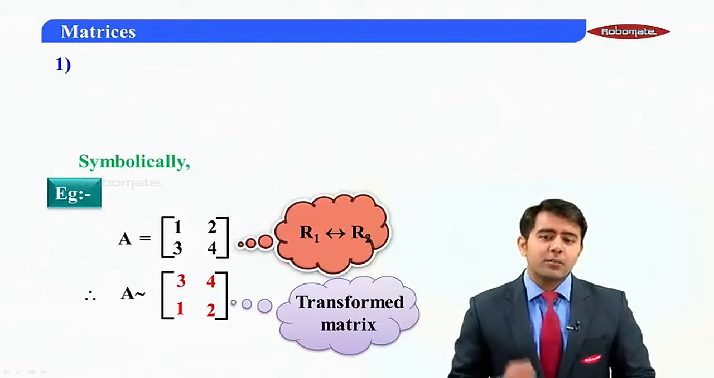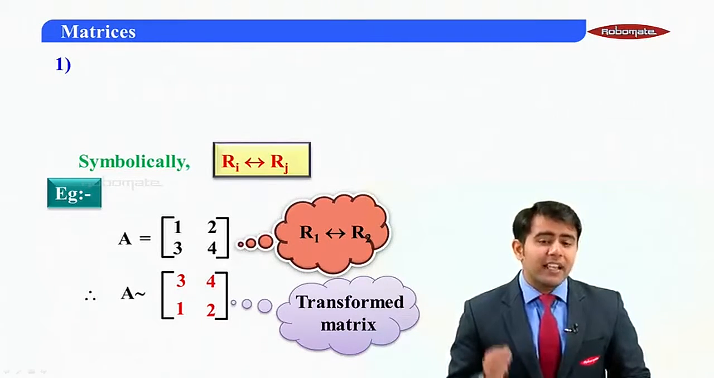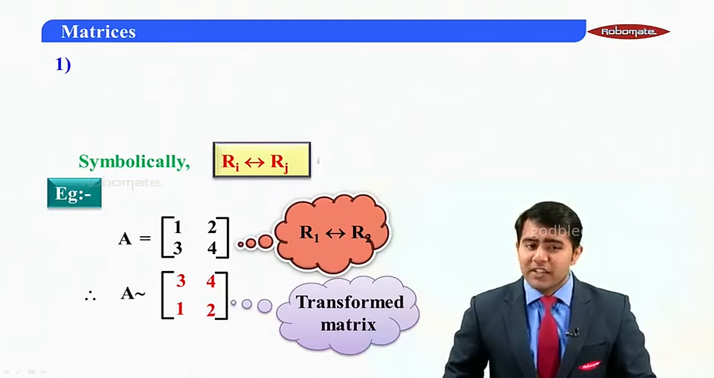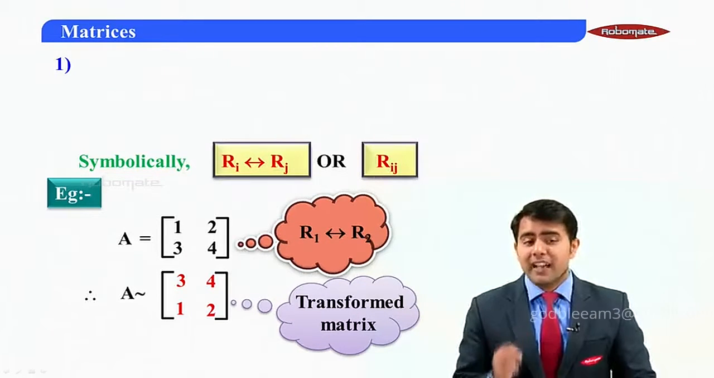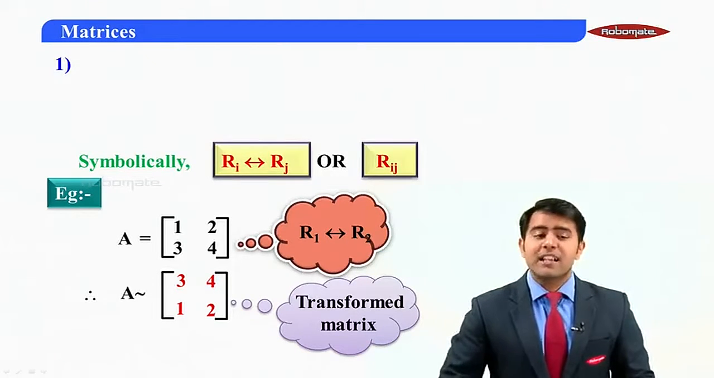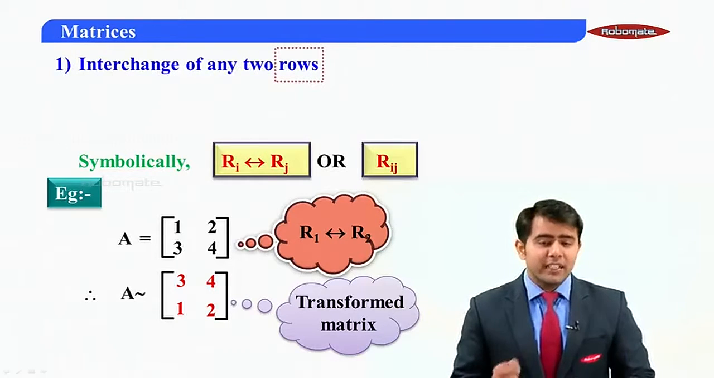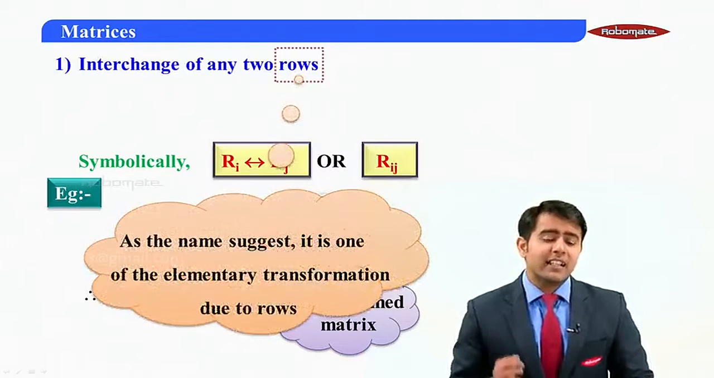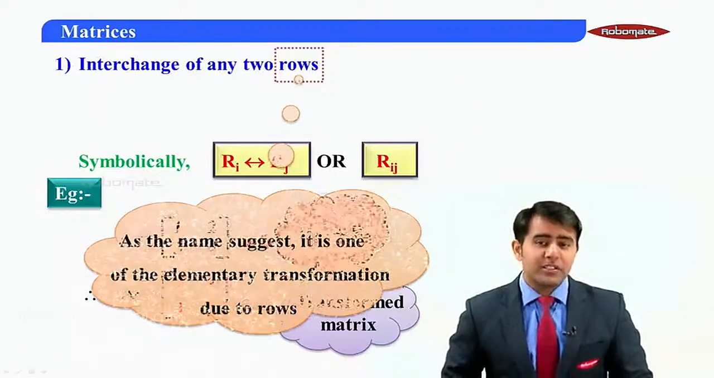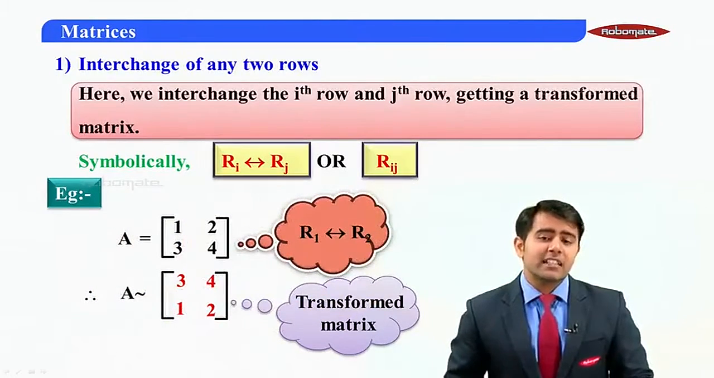So here what we observe is, symbolically we can write as follows. Ri is interchanged with Rj, or I can simply denote it as Rij, which means the elements of the ith row are interchanged with the elements of the jth row. Interchange of any two rows. Here the name itself suggests that it is due to row transformation. So I can denote it as, here we interchange the ith row and jth row, getting a transformed matrix.